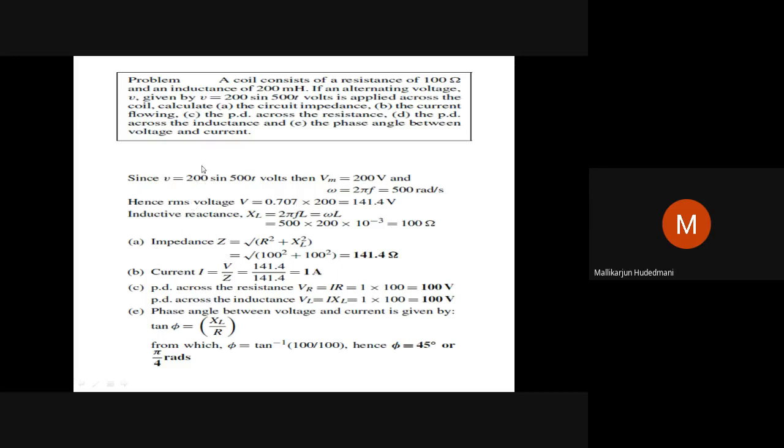Suppose you use 200. 200 divided by 141.4, the current you compute is not RMS, it is the peak current. Like 200 is the peak voltage, you will get the peak current. Again, that divided by root 2 you have to operate. That will become 1 again. In that way, for I RMS you have to take the RMS ratio. Then the potential across the resistor, I into R. Potential across the inductor VL, I into XL, also 100. So you will find VL this way.